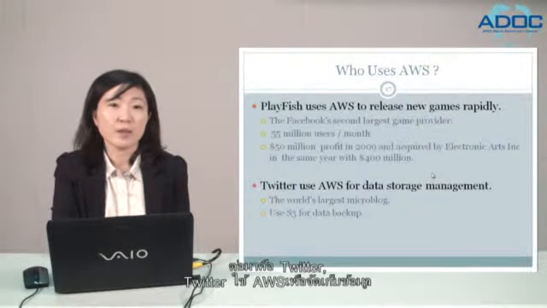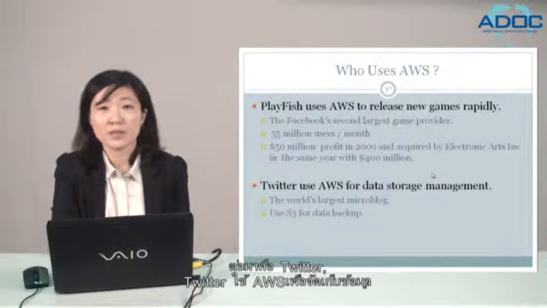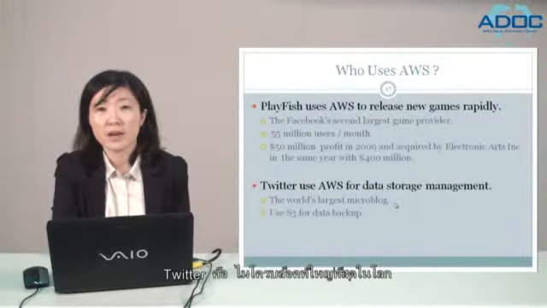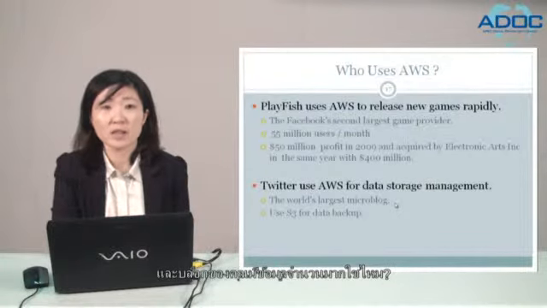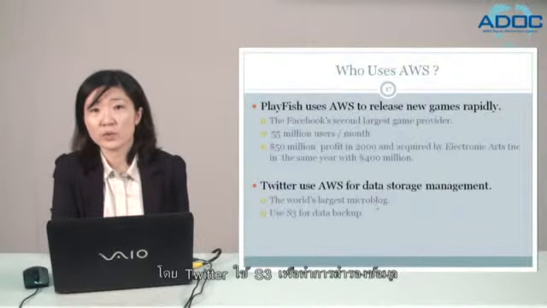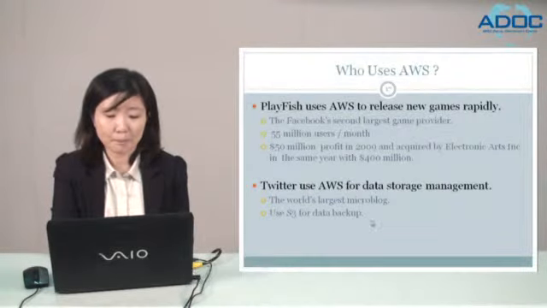The next one is Twitter. Twitter uses AWS for data storage management. And what's Twitter? Twitter is the world's largest microblog and blog. So you have a lot of data, right? A lot of text. And Twitter uses S3 for data backup.